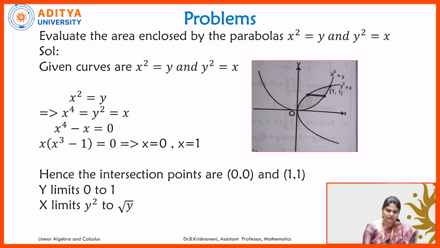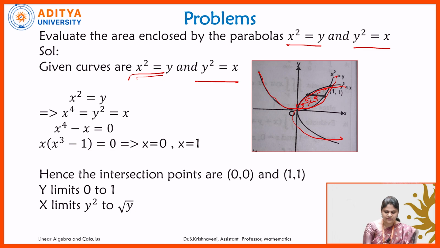Evaluate the area enclosed by the parabolas x square is equal to y and y square is equal to x. First let's get the area bounded by these two curves. One is a parabola symmetrical to the y axis, x square is equal to y, and the other is a parabola symmetrical to the x axis, y square is equal to x. The dotted area is the area bounded by these two curves.